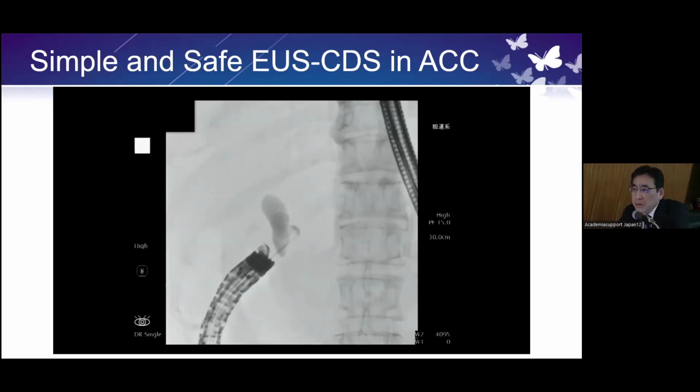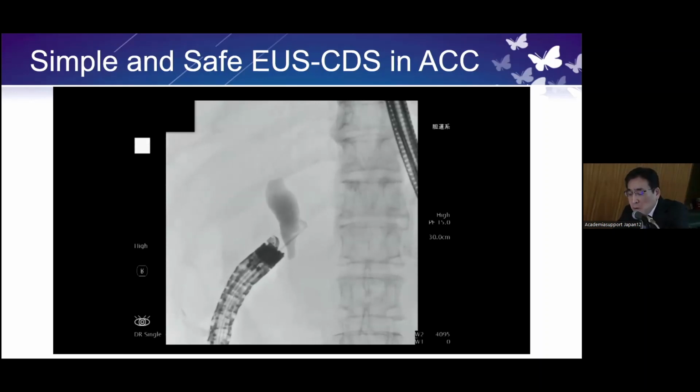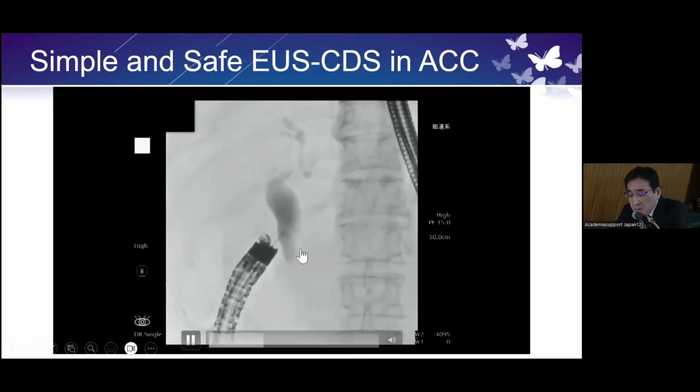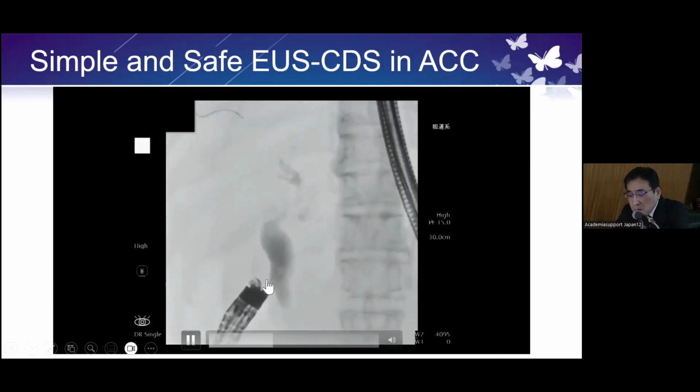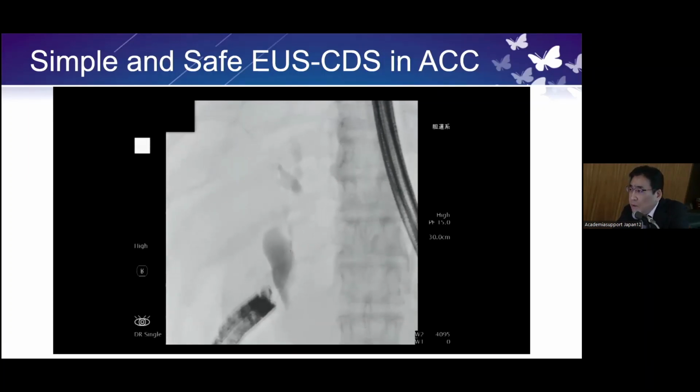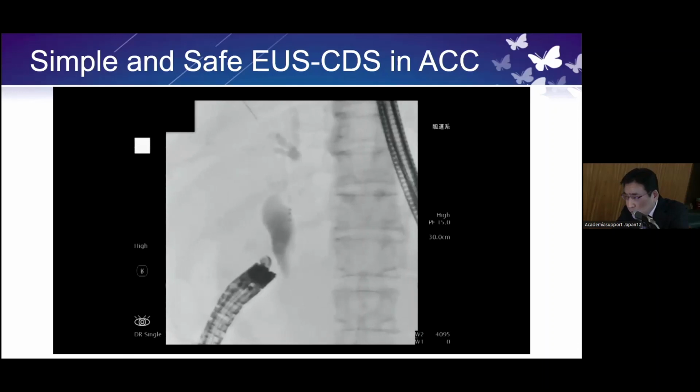Aspiration first, of course, and then inject a small amount of contrast. Next, the guide wire. And then the non-dilation method. Can you see it? Next is a Hanaro Benefit, a very slim stent, 5.9 French. Easily, no need for dilation, completely no need for dilation.